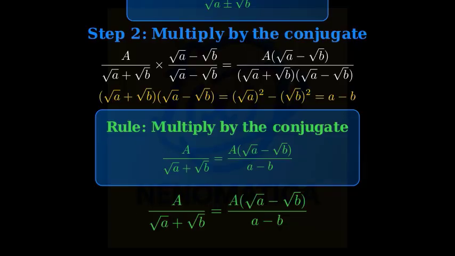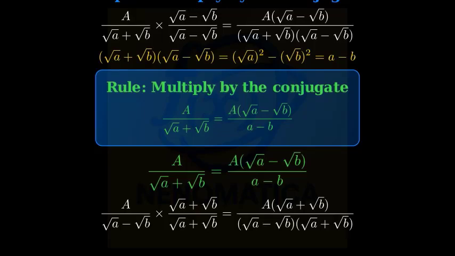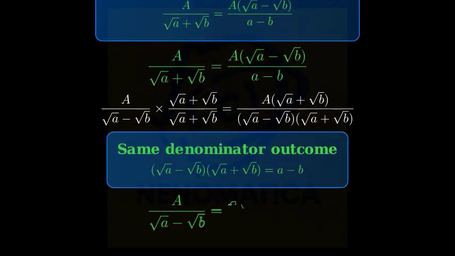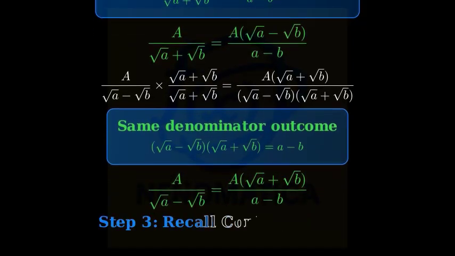Now the second case. If the denominator is square root of a minus square root of b, multiply by square root of a plus square root of b, the matching conjugate. Again, the denominator becomes a minus b. Step 3. Recall common conjugate pairs. You can use them beyond square roots.